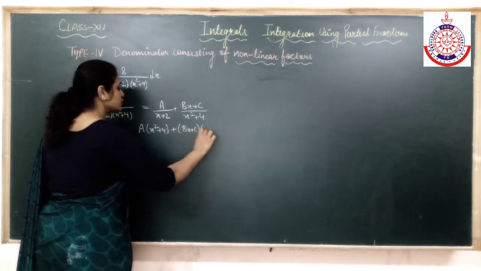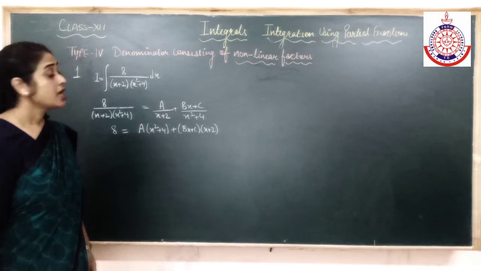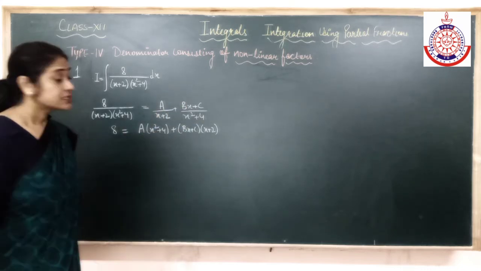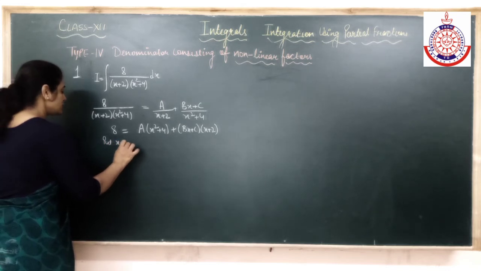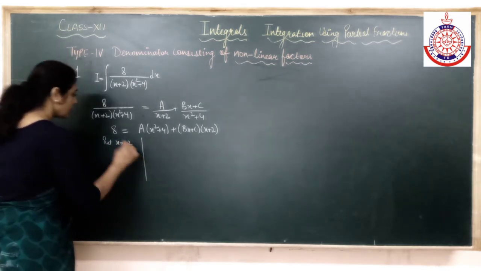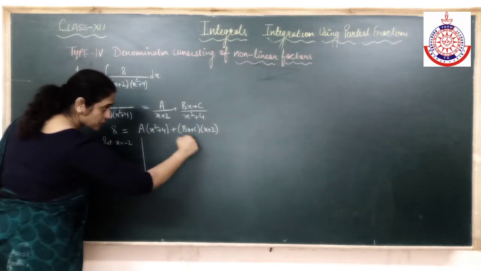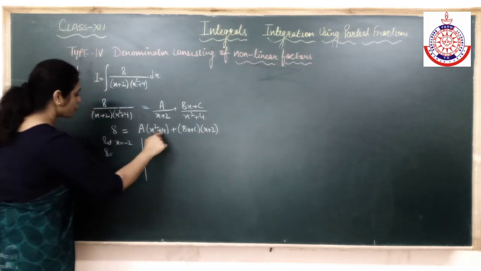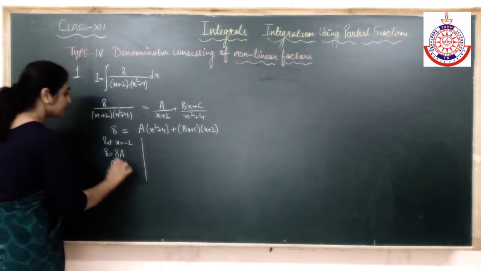Bx plus c into x plus 2. Put the values, compare the coefficients and find the values of a, b and c. Alright. So first of all I'll say put x is equal to minus 2. 8 into minus 2 plus 2, 0. This term will become 0. Minus 2 squared, 4 plus 4, 8a. So I got the value of a as 1.